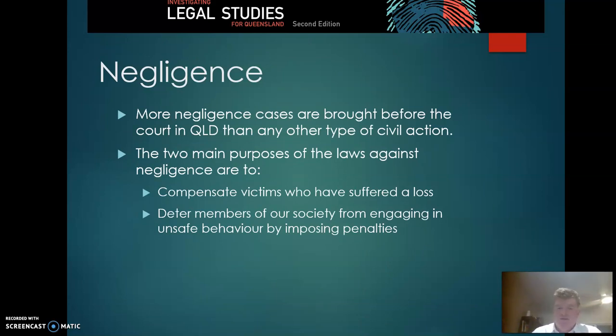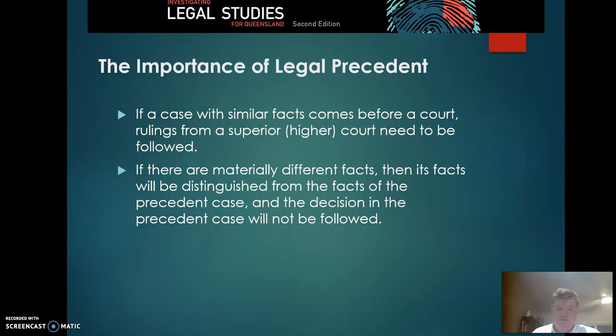Negligence is one of the reasons we're looking at negligence, because it's a very common type of claim, and we put in place negligence there to compensate victims and to deter members from being involved in unsafe behaviour. I think I told a story about boat ramps. People would slip at boat ramps, and there were some negligence cases, and now councils pay a lot more attention to keeping them nice and clean.